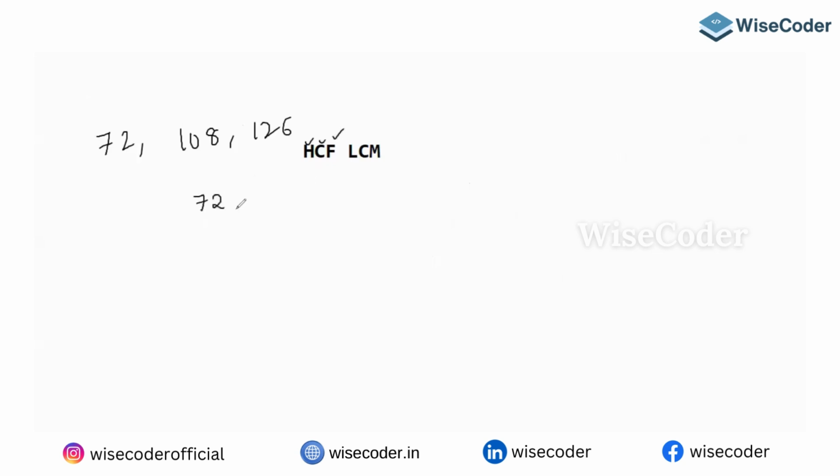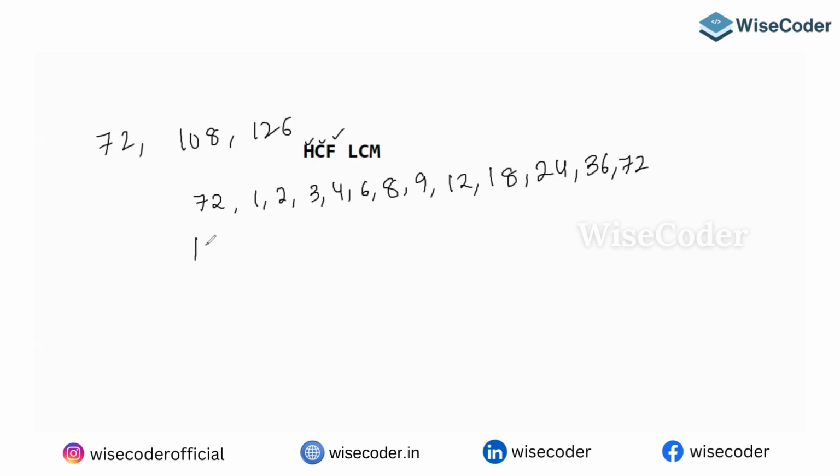72. What are the factors? 1 is a factor? Yes. 2? Yes. 3? Yes. 4? Yes. 5, no. 6 is going to divide this number? Yes. 7? No. 8 is a factor? Yes. 8 nines are 72, so 9 is also a factor. 12 is a factor? Yes. Next, 18? Yes. 24? Yes. The next factors are 36 and 72. So these are all the factors.